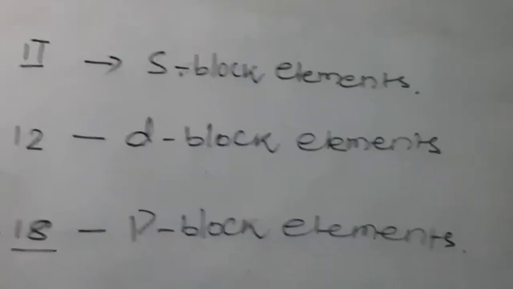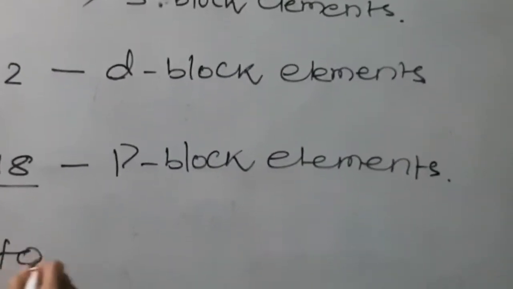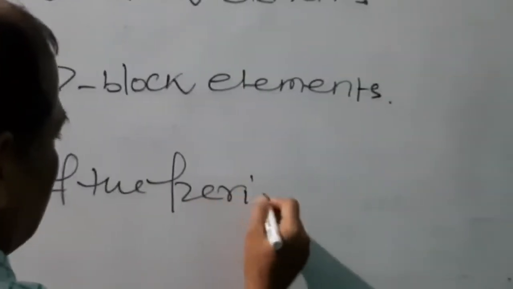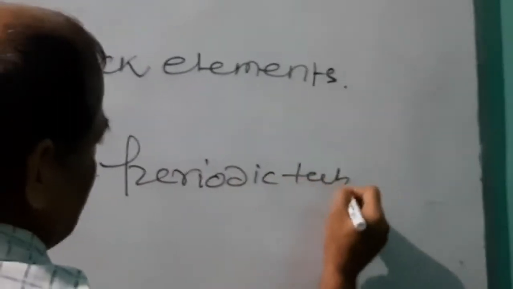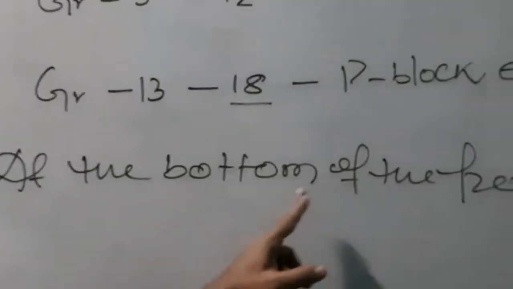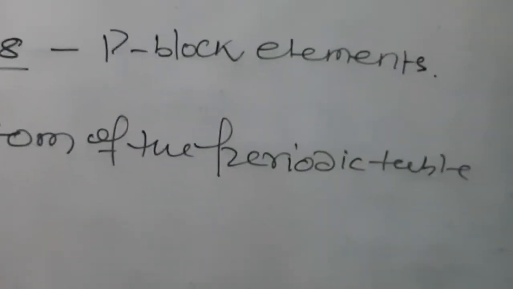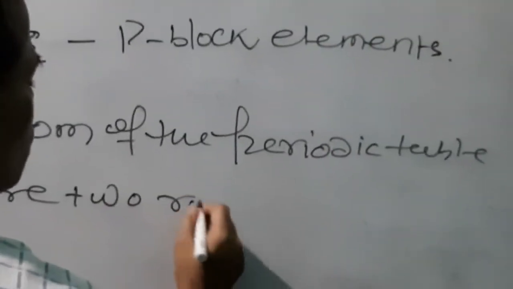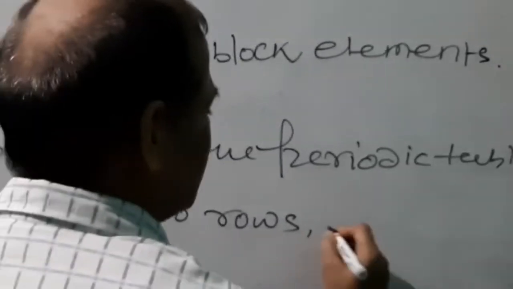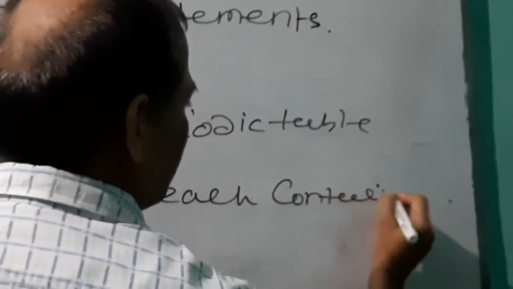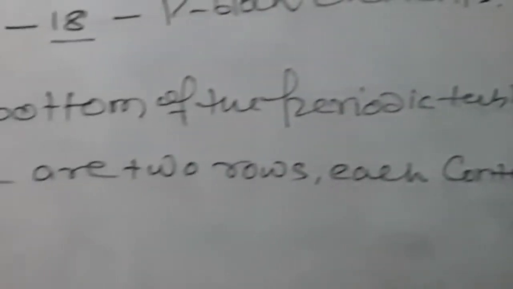Now, at the bottom of the modern periodic table, there are two rows, each containing 14 elements.